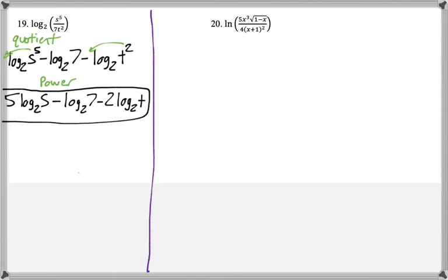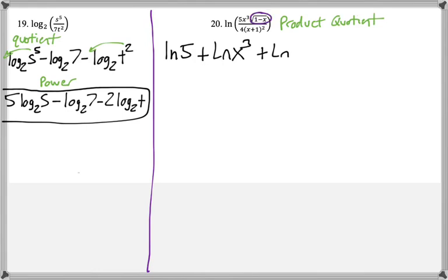On question 20, I have a lot of terms here. So I'm going to expand this using the product and the quotient rule. So this will be ln of 5 plus ln of x cubed plus ln of, and I'm going to express this radical using the 1/2 power. So it's going to be ln of 1 minus x raised to the 1/2 power.